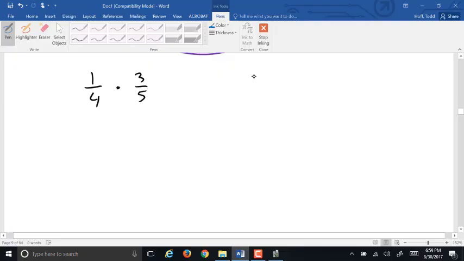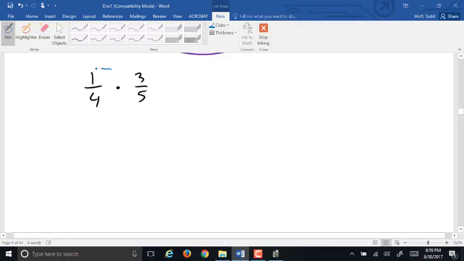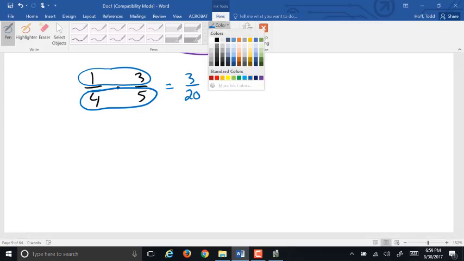Remember, with our whole numbers, we combine the counts, we combine the numbers, and we also combine the names. Inches times inches to make square inches. Feet times pounds to make foot pounds. We're going to do the same thing here. We're going to combine the counts. What's 1 times 3? 3. Then we'll also combine the names, or the denominators. 4 times 5 is 20. 3/20.